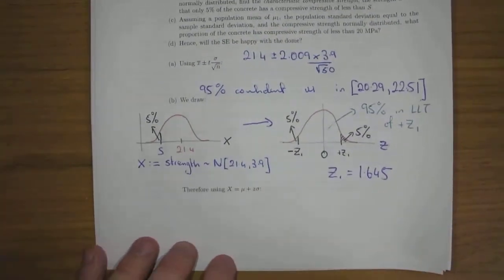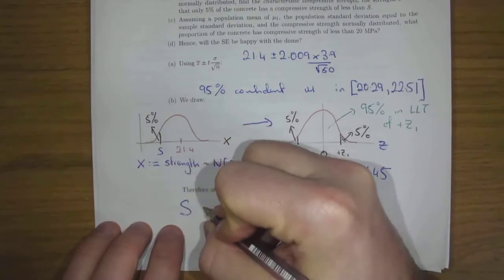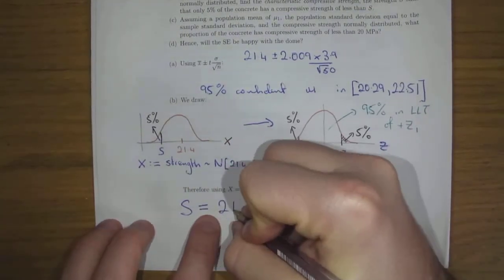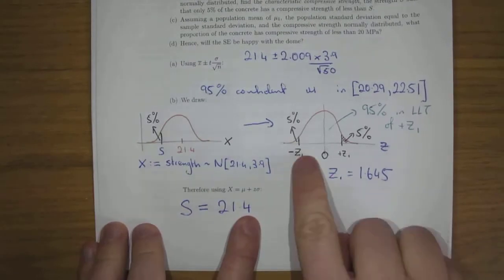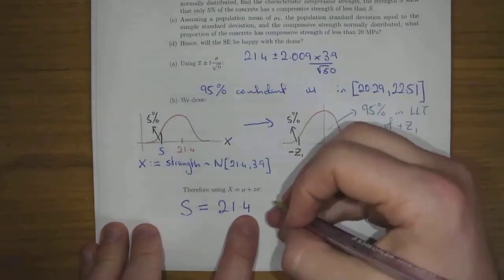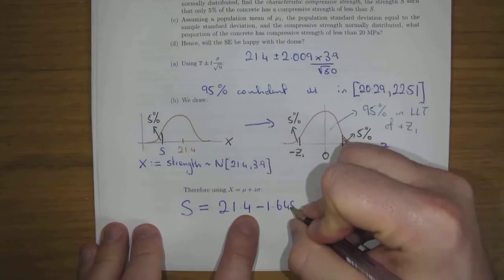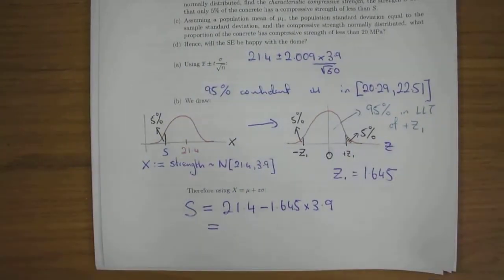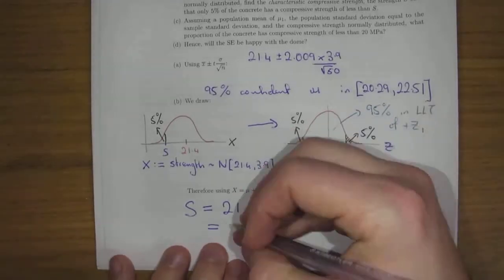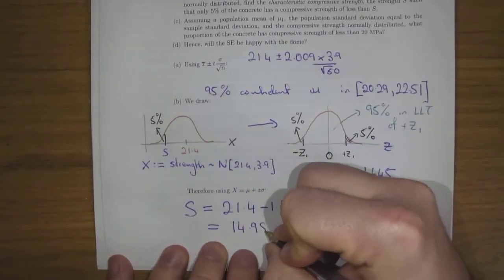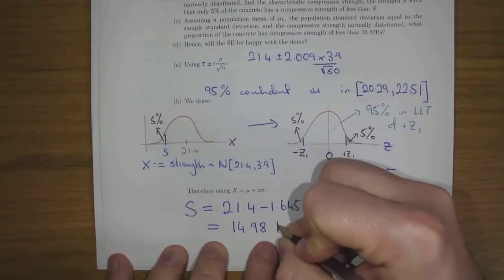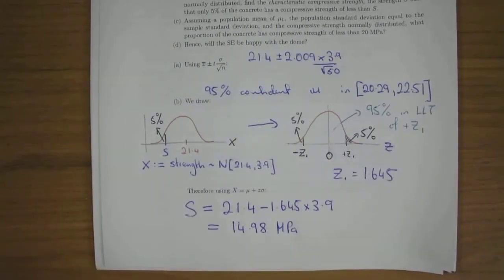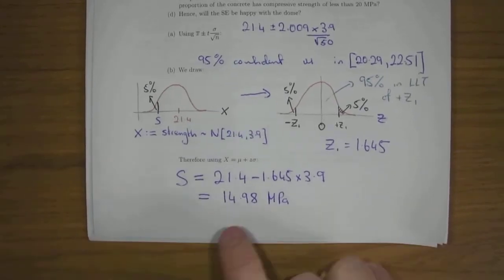So now we're going to convert back. The X value, which is S, is equal to the average, which is 21.4, plus the appropriate Z, which is minus 1.645, times the standard deviation, which is 3.9, and this is in megapascals. That gives 14.98. So 95% of the concrete is estimated to be stronger than this.